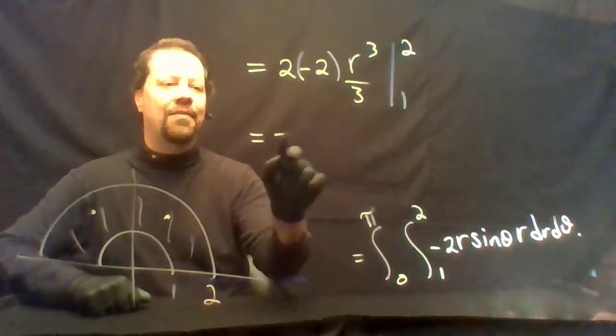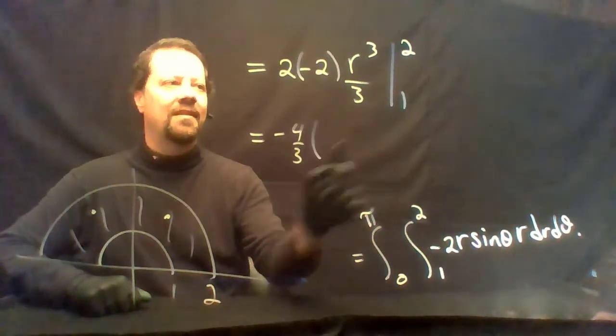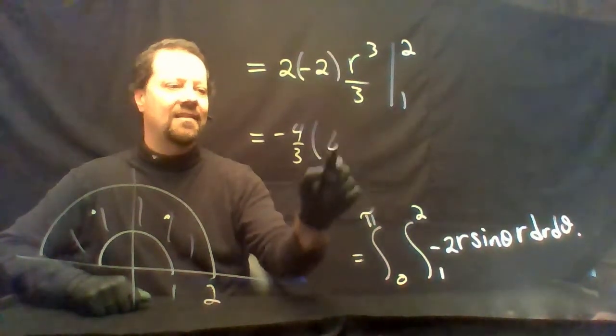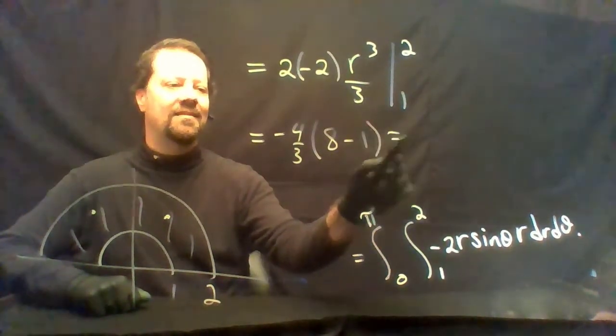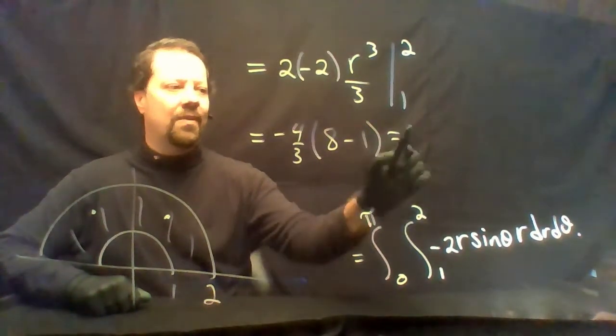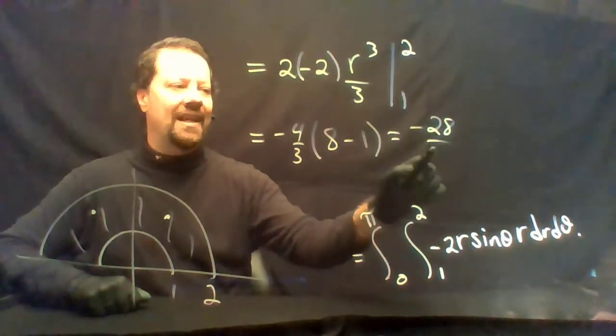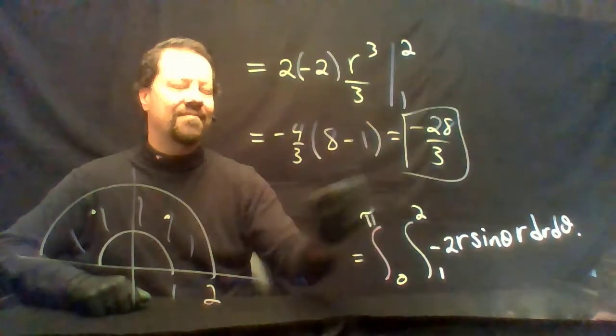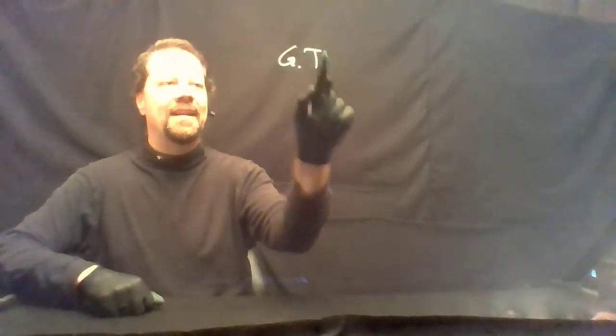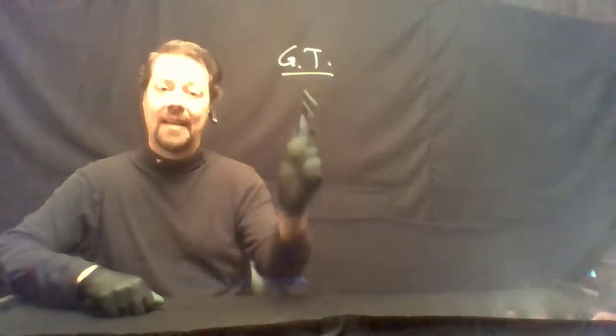We'll have this negative 4/3, and then 8 minus 1. 7 times 4 will have negative 28/3. Remember, Green's theorem has 3 forms, and one of those forms is the flux form.